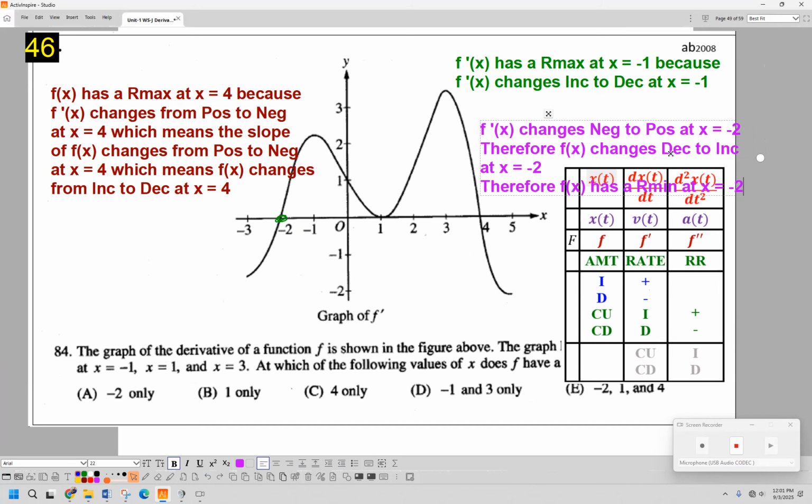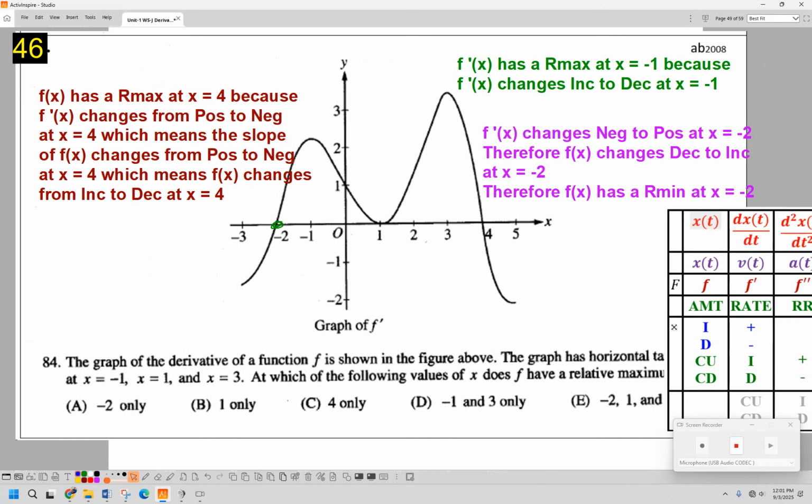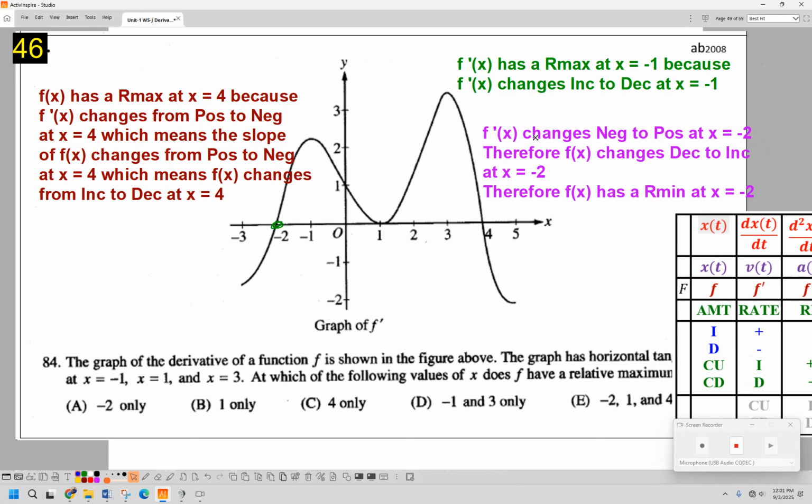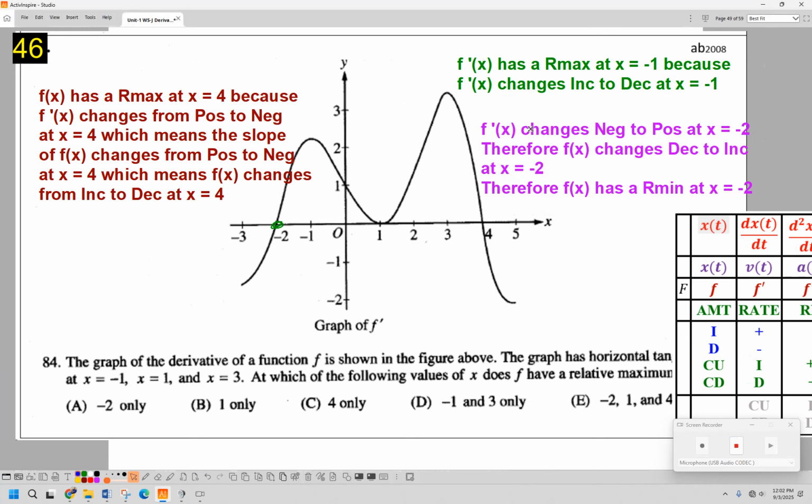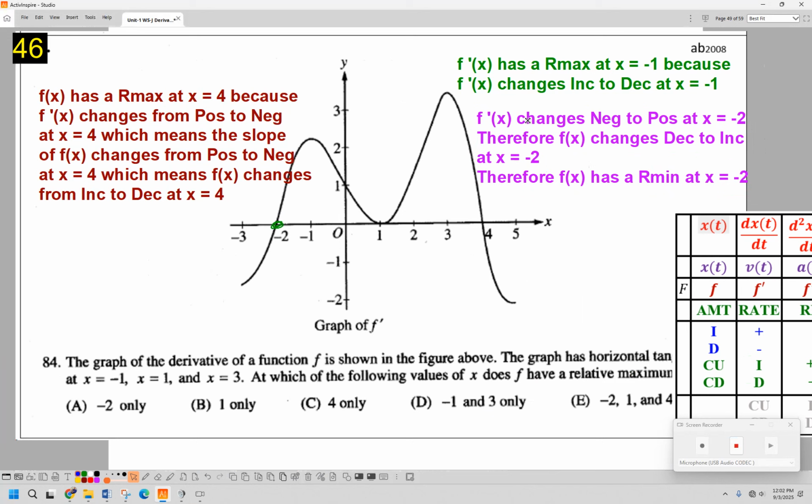I can't really tell if that helped out. Yeah, it's the minimum because it's changing from decrease to increase. It's the relative min on f, because f is changing decrease to increase at x equal -2, yes. Okay. And we are finding it by looking at f prime.